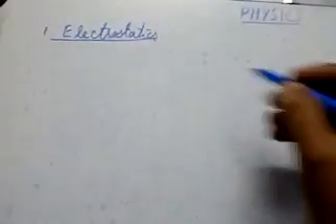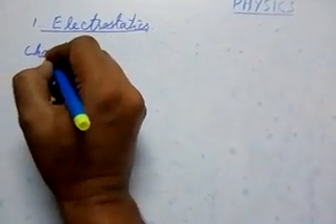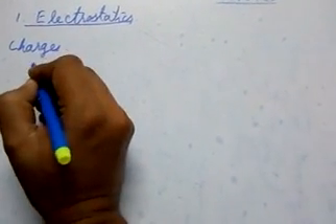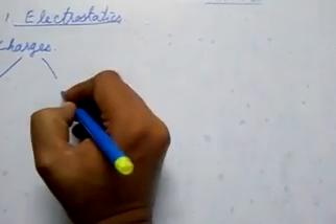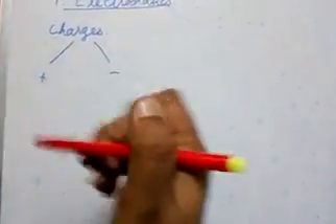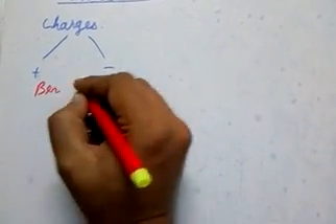Now there are two kinds of charges. One is positive and negative. So charges are of two kinds, positive and negative. These terms were given by the scientist called Benjamin Franklin.